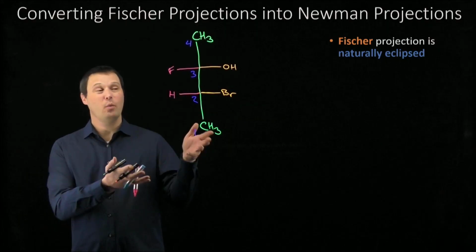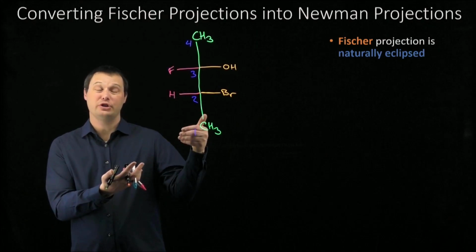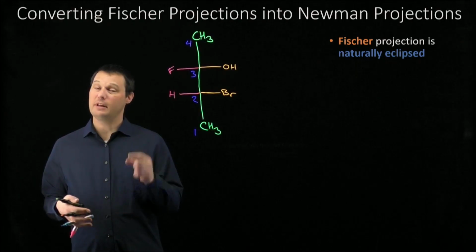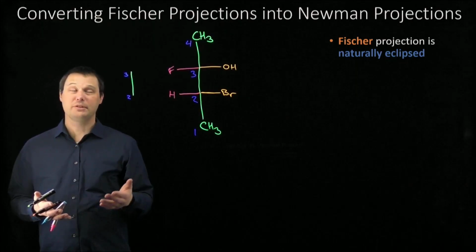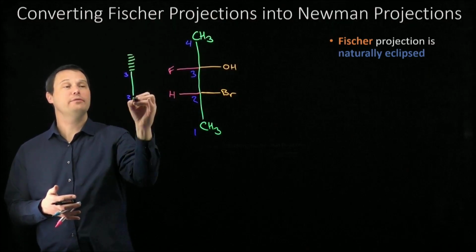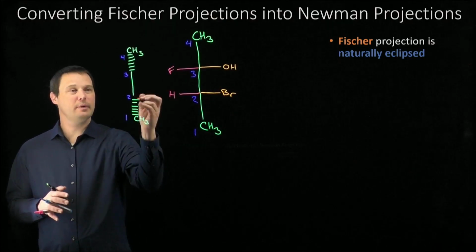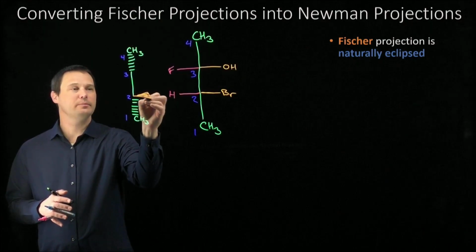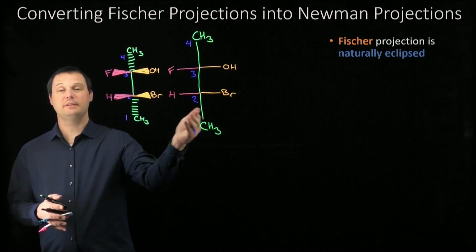This isn't a video about what Fischer projections are or what projection they're meant to display, but if you're interested, I have that video linked down below. But as a reminder, the vertical bonds in a Fischer projection are assumed to be going away from you as the viewer, and the horizontal bonds are coming towards you as the viewer. This is what the Fischer projection is depicting in 3 dimensions.